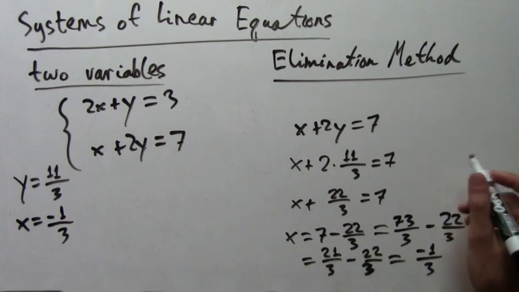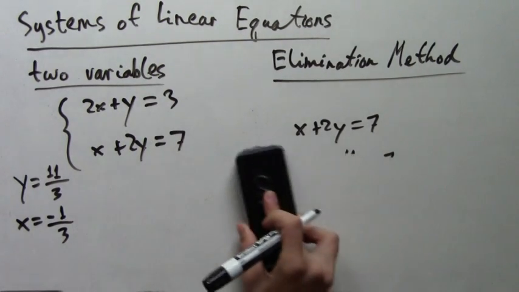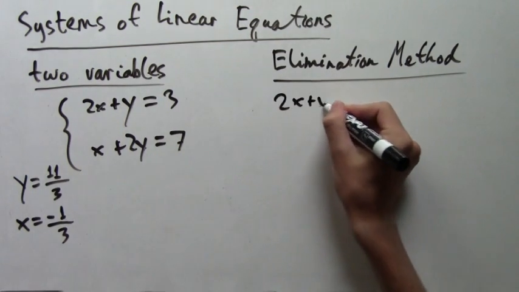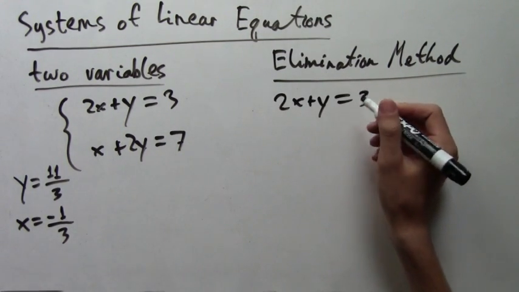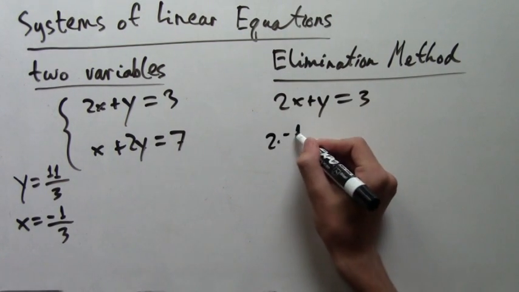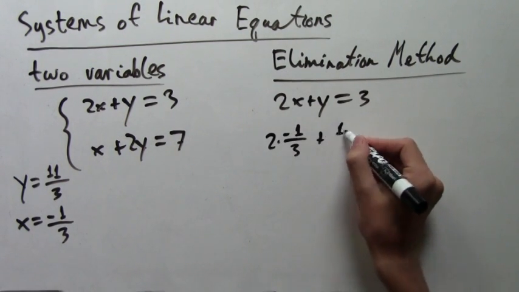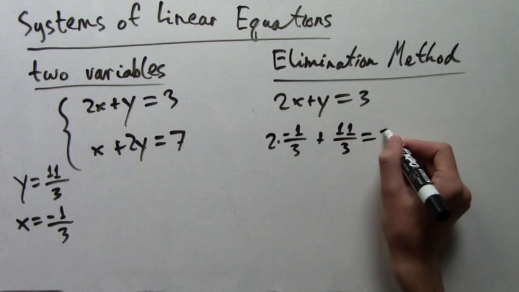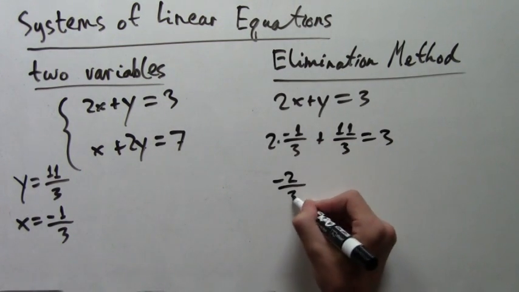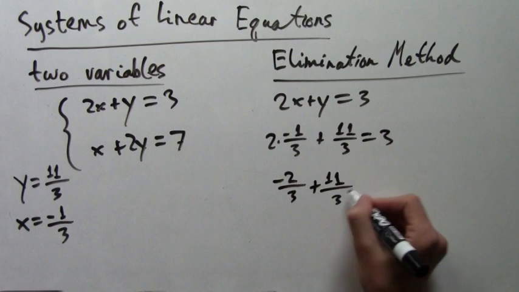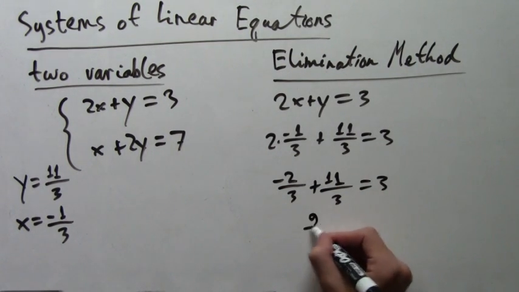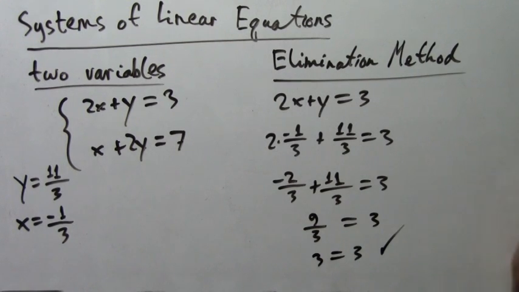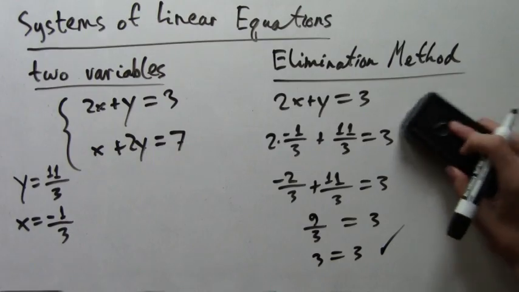So now all we have to do is check to make sure that our answer works. We just plug it into both of the equations. The first equation is 2x plus y equals 3. If we plug in what we got for x and y, we end up with 2 times negative a third plus 11 over 3 equals 3. Well, negative 2/3 plus 11/3 is the same as 9 over 3, which simplifies to 3, which indeed does equal 3, so we have a true statement. So we're all good on the first equation.